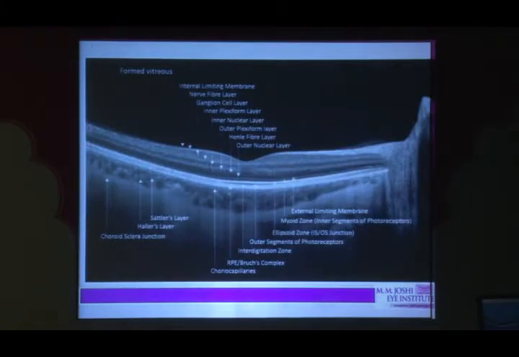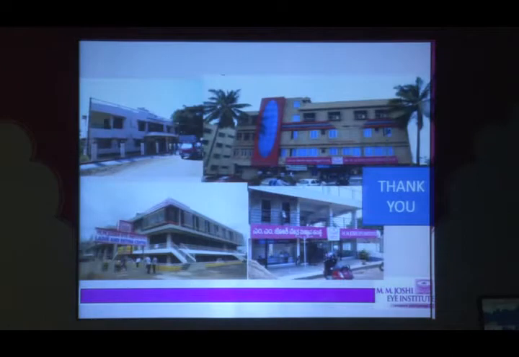So just to end, the new layers that have been added were possible only because of OCT. That is the interdigitation zone, ellipsoid, myoid zone. I think these topics will be covered by the next presenters. Thank you very much.